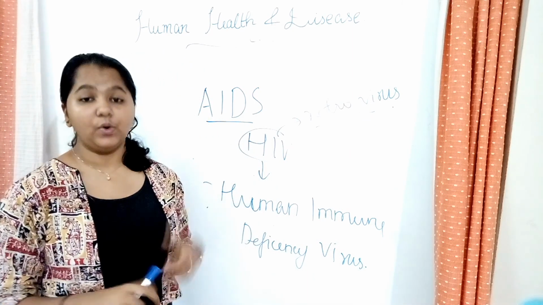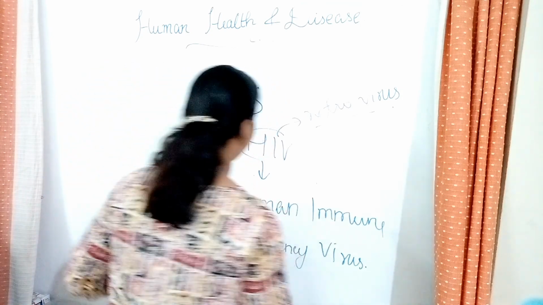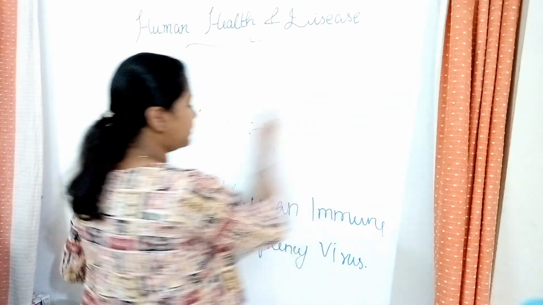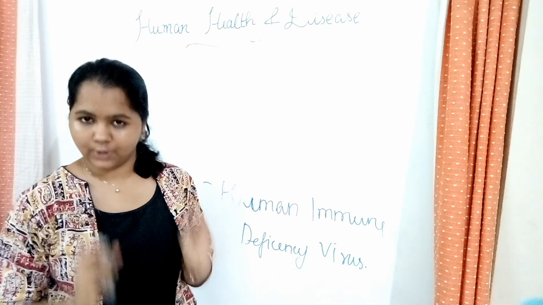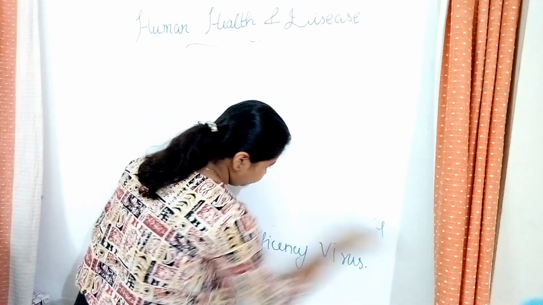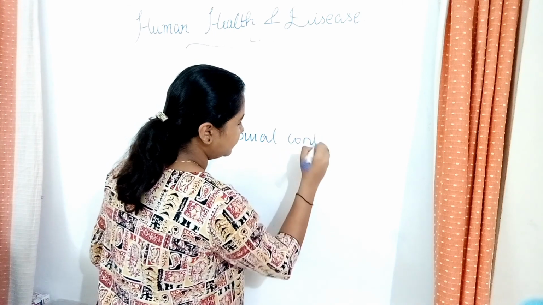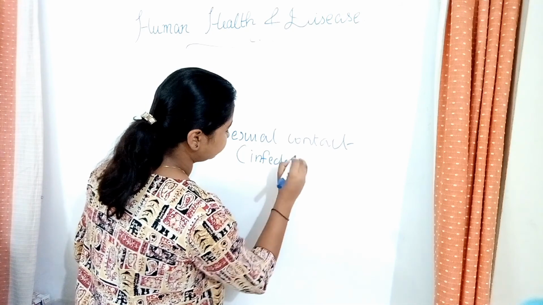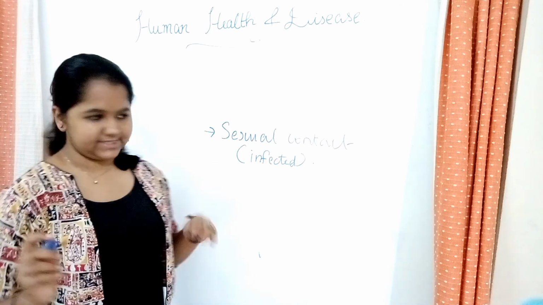Now let's see how AIDS is transmitted. First we'll see the methods of transmission of AIDS. AIDS does not spread through mere touch or mere physical contact. It should be a contact with body fluid. So let's see everything. Sexual contact with an infected person. If you have sexual contact with an infected person, this disease can be transmitted.